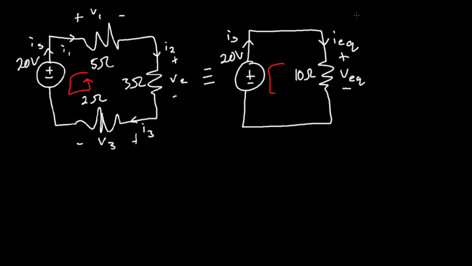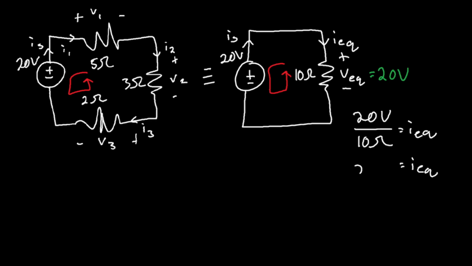Doesn't matter which direction, I'll go counterclockwise. So if we go counterclockwise, this VEQ is a voltage rise, and this is a voltage drop. So V of S is a voltage drop. Well, we don't have VEQ, but we do have VS. It's 20 volts provided by this voltage source. Therefore, VEQ is equal to 20 volts. Well, if it is equal to 20 volts, we can just use Ohm's law. So 20 volts over 10 ohms is equal to the current equivalent. And that is simply 2 amps.